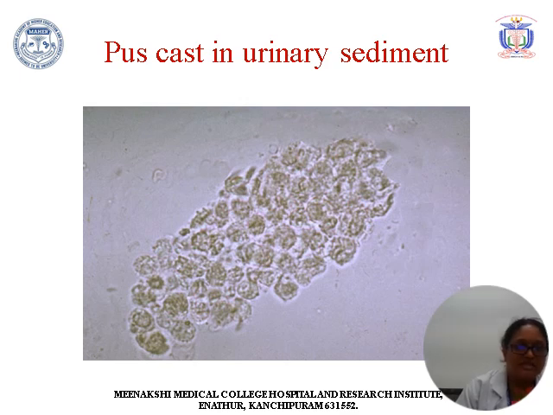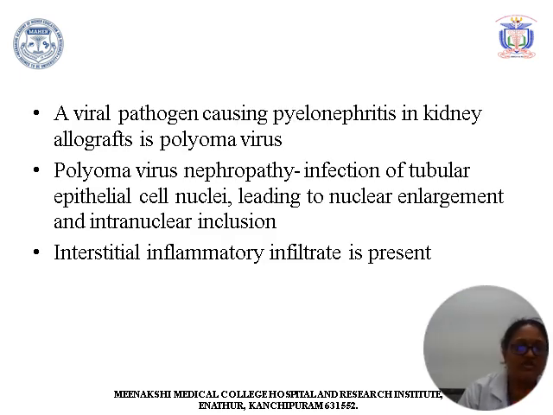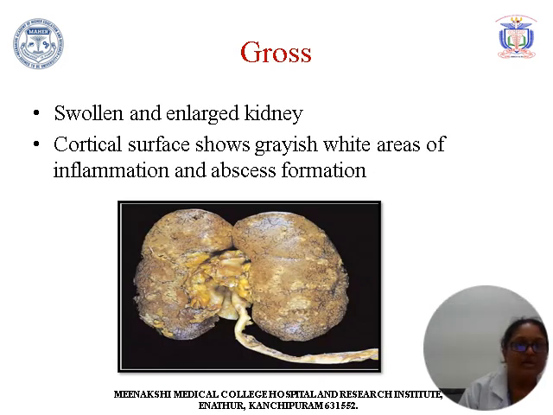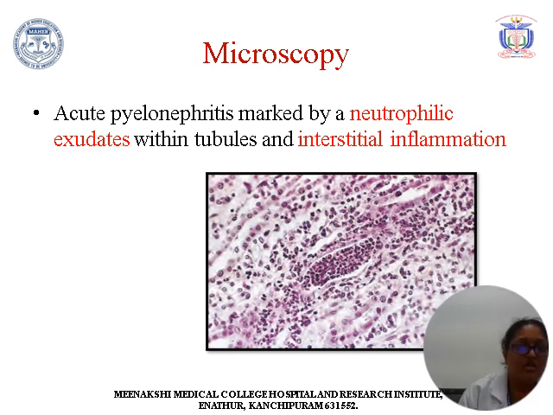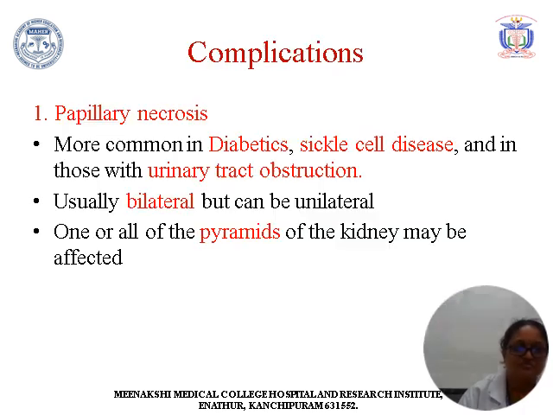This is the pus cast in the urinary sediment. A viral pathogen causing pyelonephritis in kidney allograft is polyomavirus. Polyomavirus nephropathy shows infection of the tubular epithelial cell nuclei leading to nuclear enlargement and intranuclear inclusions. Interstitial inflammatory infiltrate is also present. Coming to the gross findings of pyelonephritis, the kidneys are swollen and enlarged. The cortical surface shows grayish white areas of inflammation and abscess formation. Coming to the microscopic findings, acute pyelonephritis is marked by neutrophilic exudates within the tubules and interstitial inflammation.